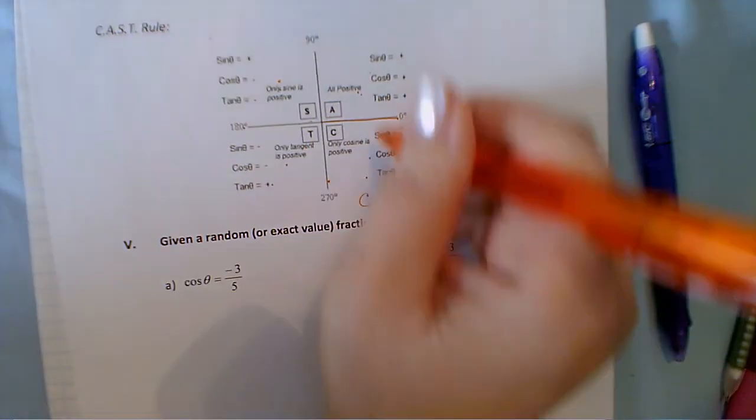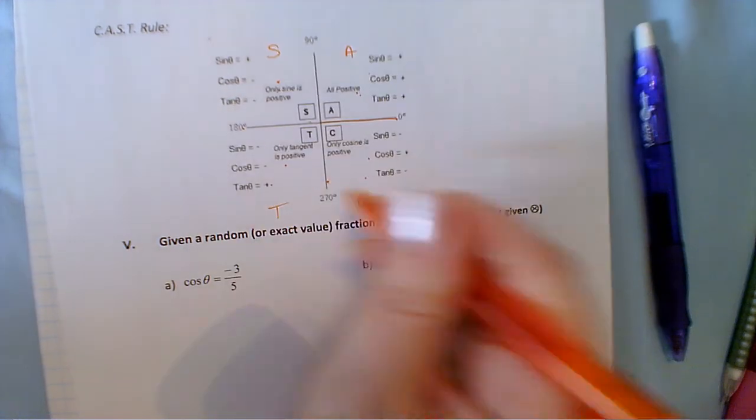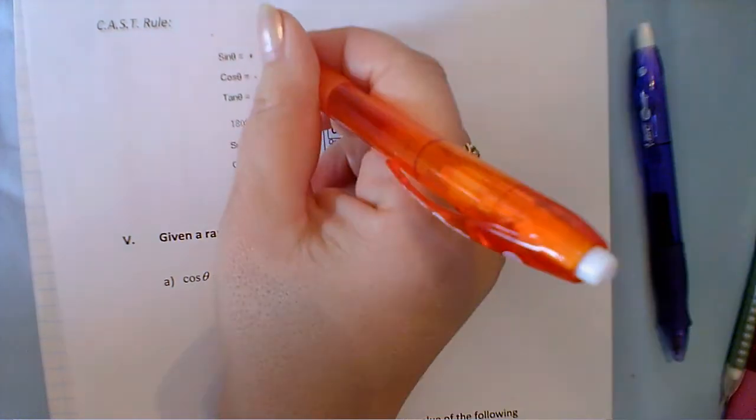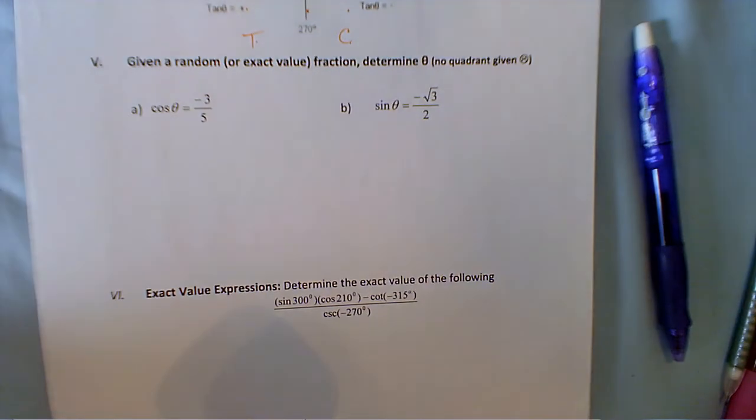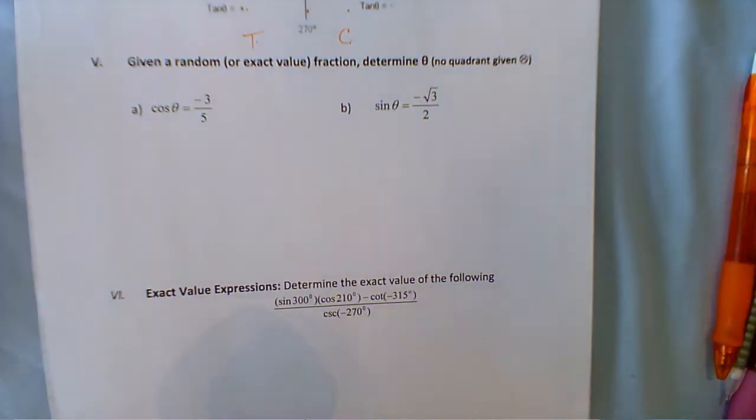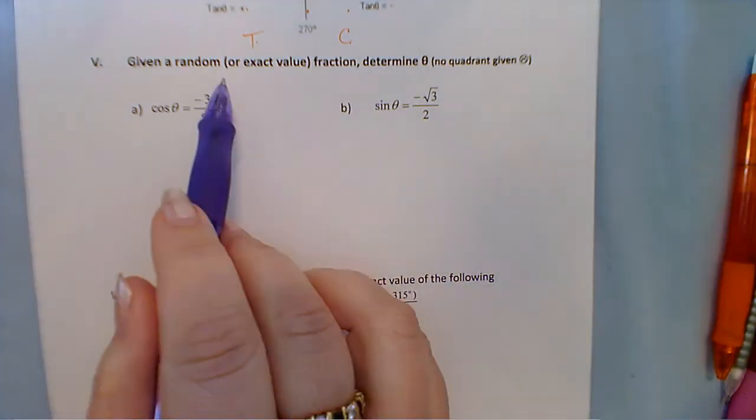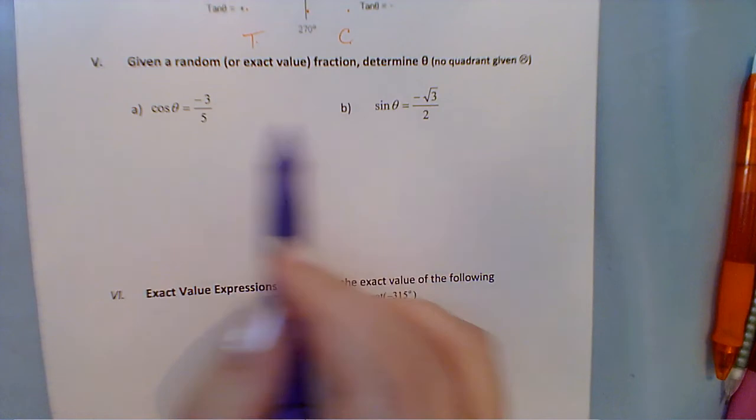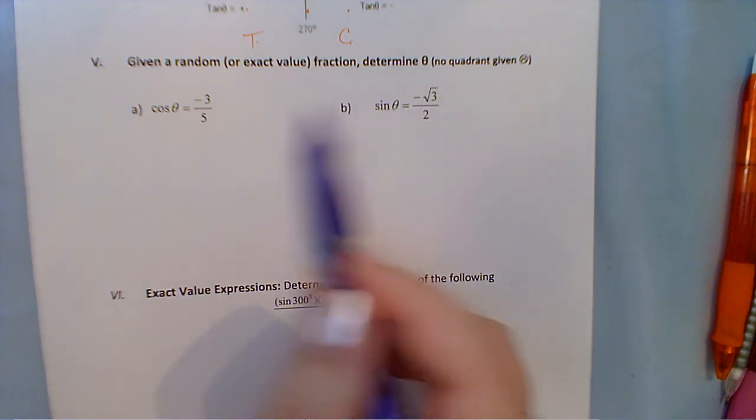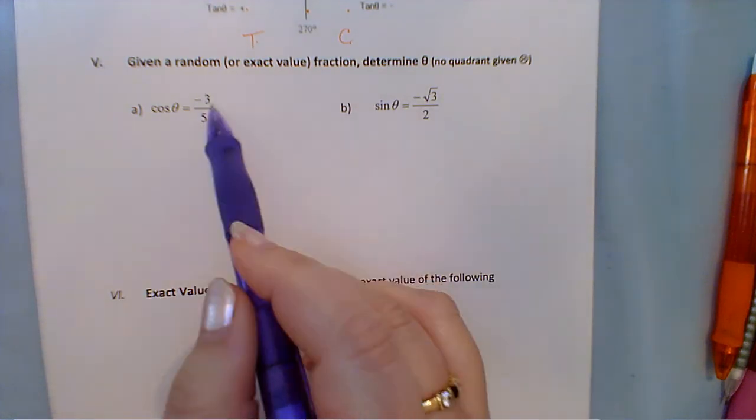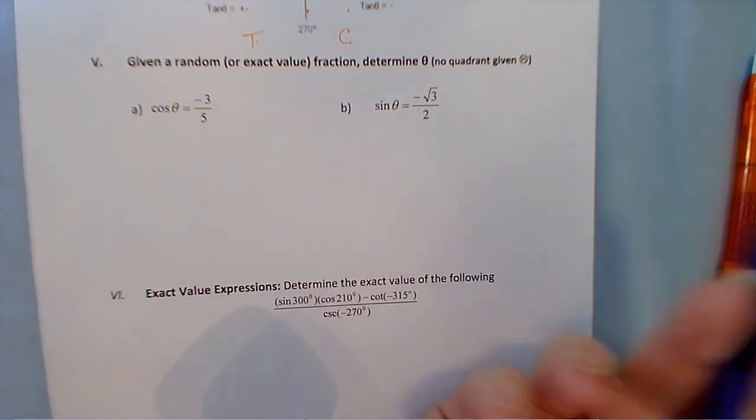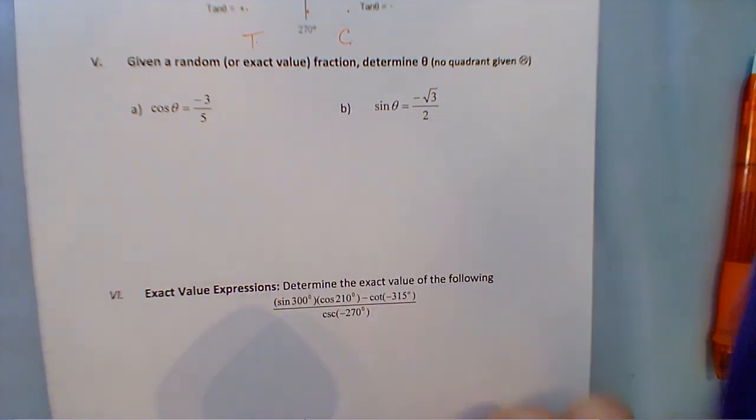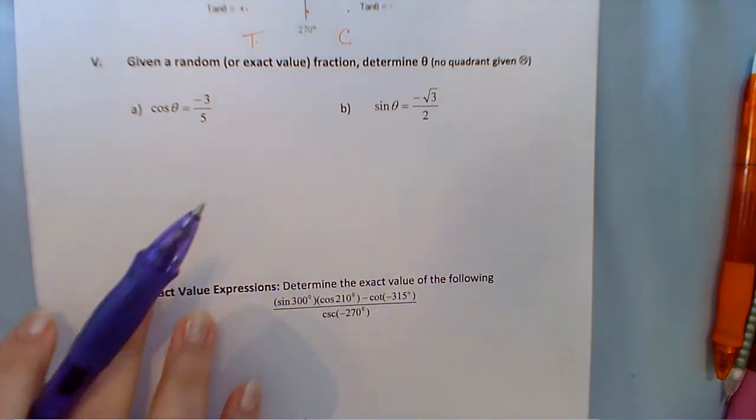Otherwise, C-A-S-T. Cos is positive, all are positive, sine is positive, tan is positive, if you'd like to memorize. All right, so when you're given a random or exact value, you have to look at the question to see, how do I know these numbers from the special triangles, or are these just some random decimals, or in this case, fractions that have nothing to do with the 30, 45, 60 triangle? So you're going to see both cases here.